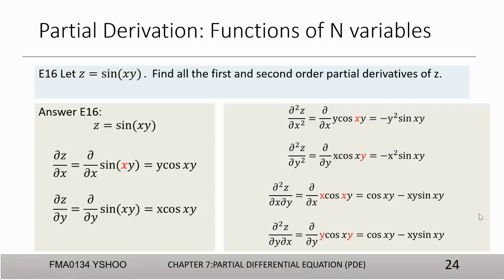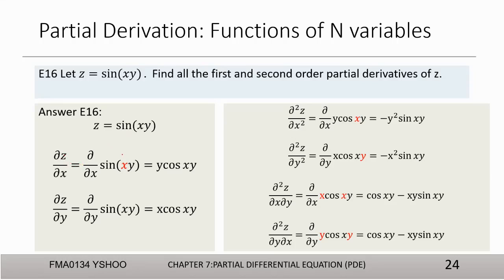Now we look at another example. Let z equal sine xy. They also ask you to find the first and second order partial derivatives of z. That means we are going to find del z del x, del z del y, del squared z over del x squared. As usual, even if they ask you only for the second order partial derivative, you also need to start from the first order.